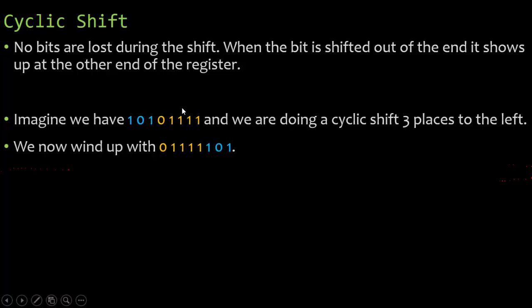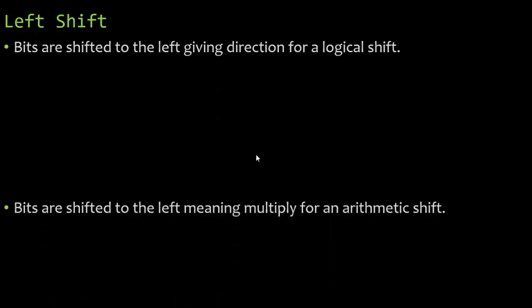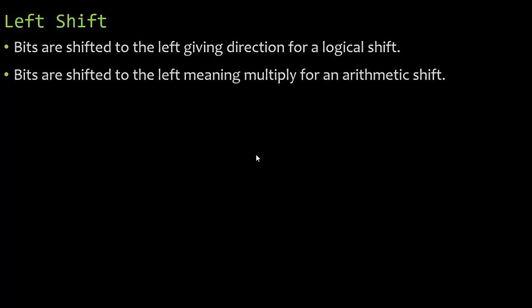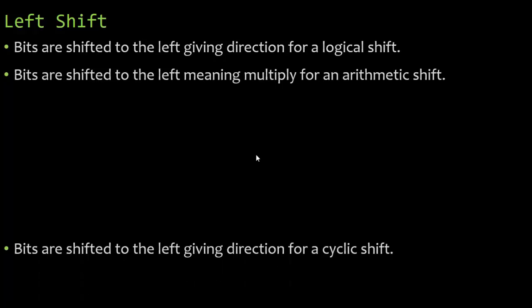1, 2, 3, ends up in the 3rd position. The 0, 1, swings back around, 2, 3. This one, we shift to the left, 3, 1, 2, goes back around, 3, and then everything else shifts to the left 3 as well. That is what a cyclic shift is. It just swings around to the other end. Now, bits are shifted to the left, giving direction for a logical shift. Bits can be shifted to the left, meaning multiply for an arithmetic shift.